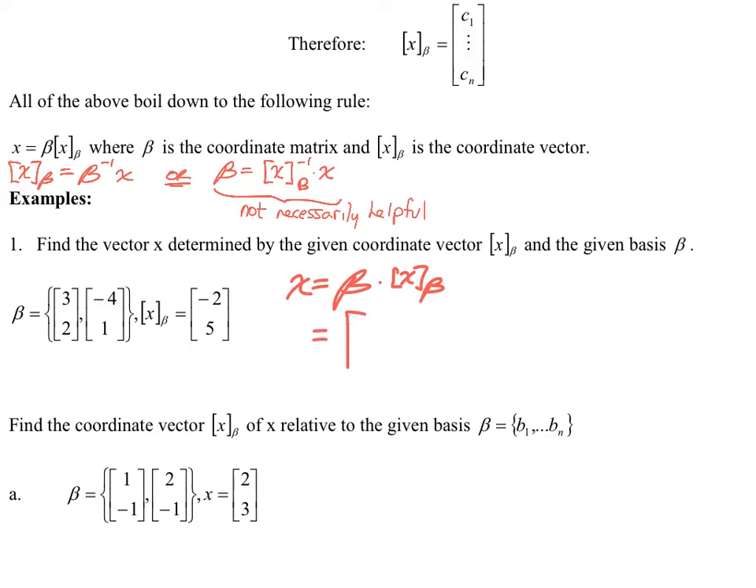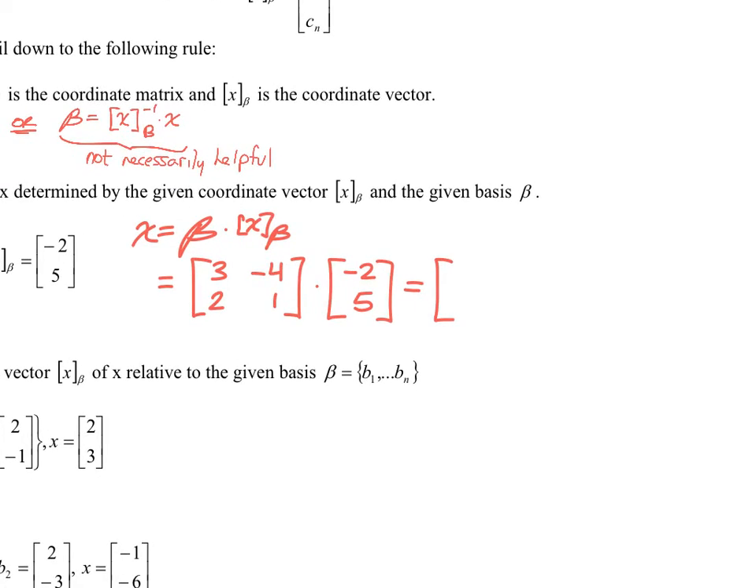Which is the matrix 3, 2, negative 4, 1, multiplied by negative 2, 5, which really isn't that bad. I'll just do it by hand, because I think we'd have it figured out before I'd even get my calculator out. So we're looking at negative 6 plus negative 20, so negative 26, and then negative 4 plus 5, so that'll give me a 1.